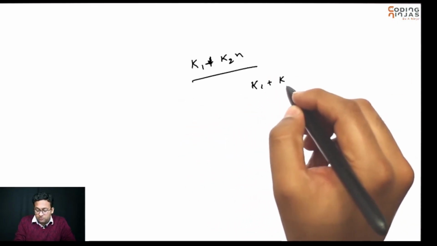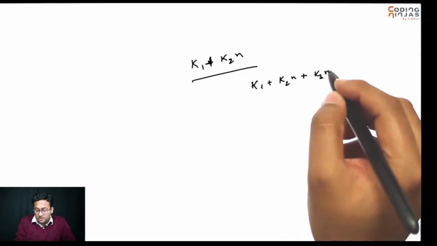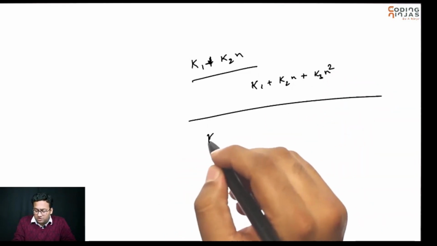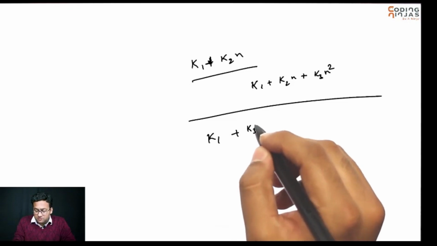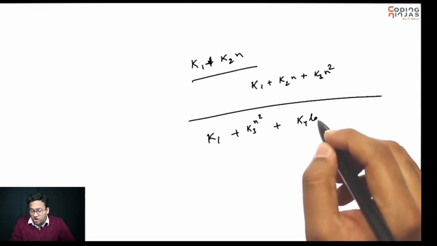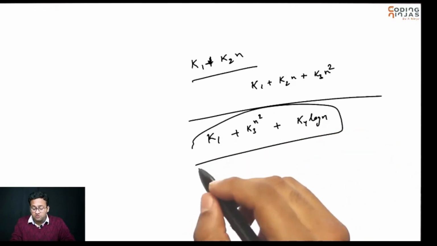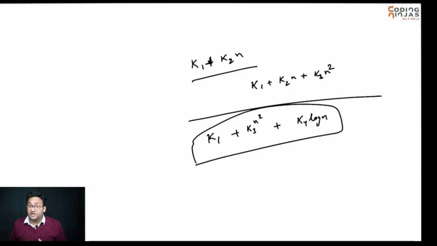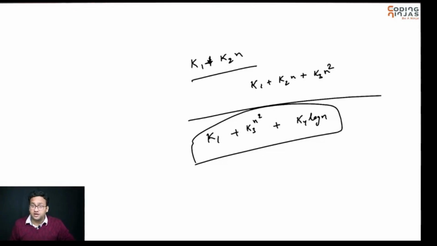k1 plus k2 n plus k3 n square. Or some other algorithm might be taking k1 plus k3 n square, there might not be an n term. And there might be, let's say, a k4 log n component as well. So what I'm trying to say is the structure can be very complicated. But we don't want to talk about this complicated structure. We want it to be very simple. Just one thing that you say which tells me enough about a particular algorithm.